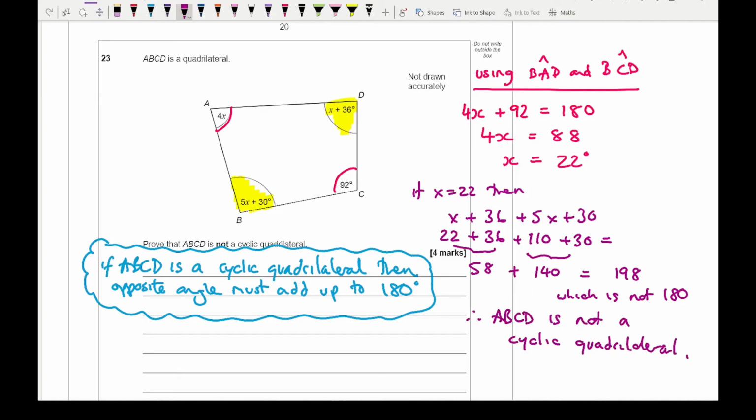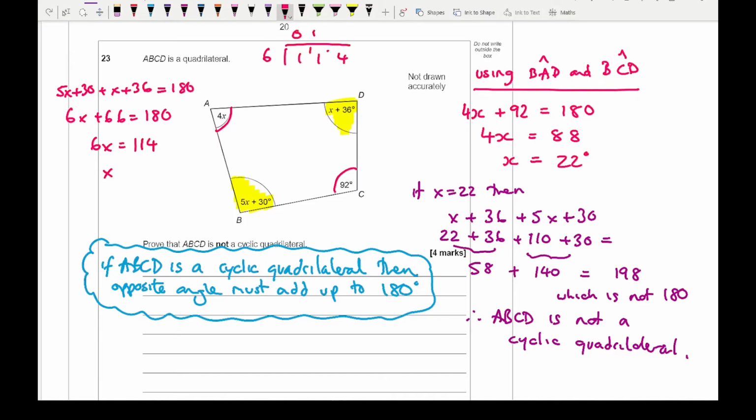Now alternately, we could have used the yellow angles to first find out what x is. So here if I did 5x plus 30 plus x plus 36 equals 180, then I get 6x plus 66 equals 180. So 6x is going to equal 180 take away 66, which is 114. And then if I work out what 114 divided by 6 is, so 6 and then 1, 1, 4. So that's going to give me 0, that's going to give me 1, 5, and that's going to give me 9, so x equals 19.